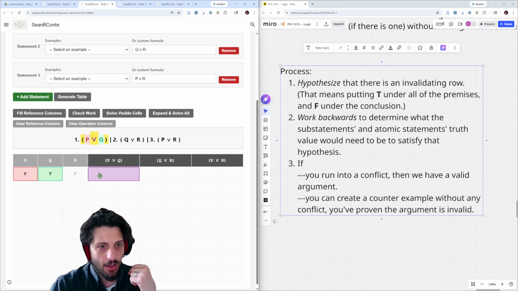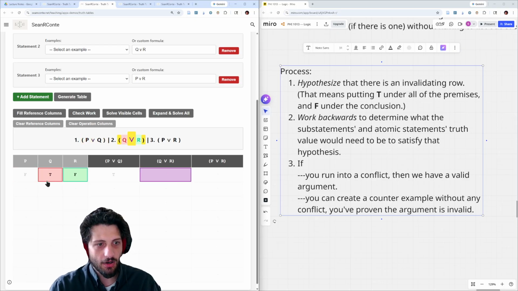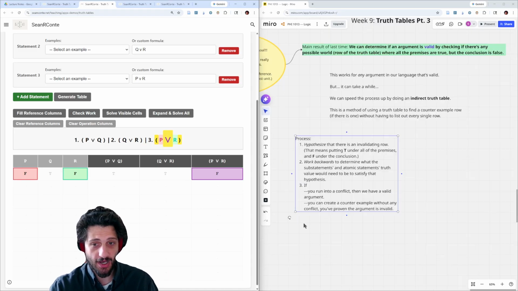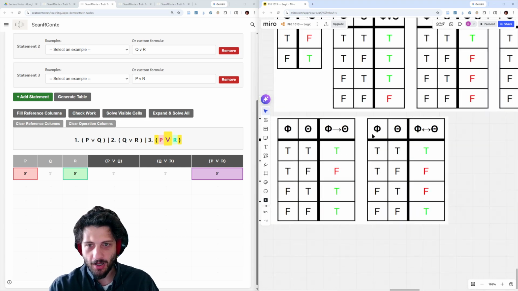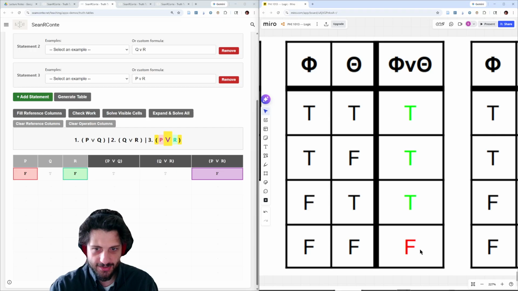I can say, okay, P or Q, is this true or false? Well, shoot, it's got a true on the right-hand side. I don't care about the left-hand side then, so I'm going to call it true. Q or R, is this true or false? Well, it's true because it has one side that's true. P or R, is that true or false? Well, it's false because both sides are false. Remember, a disjunction, we're always going to call it true if it's got one of the sides, but we're not going to call it true if it doesn't have either.